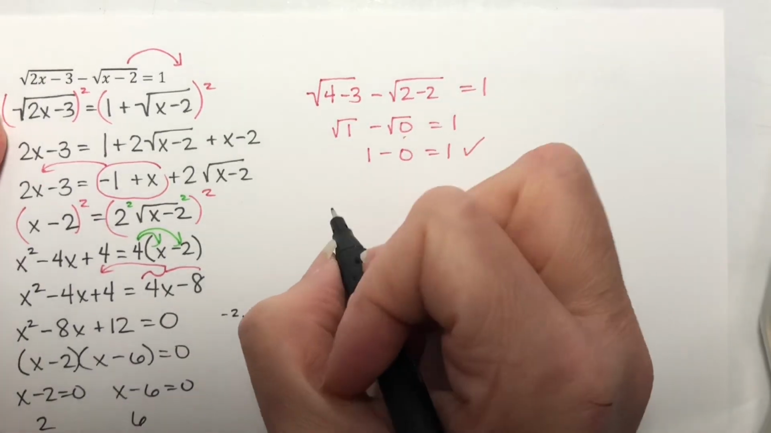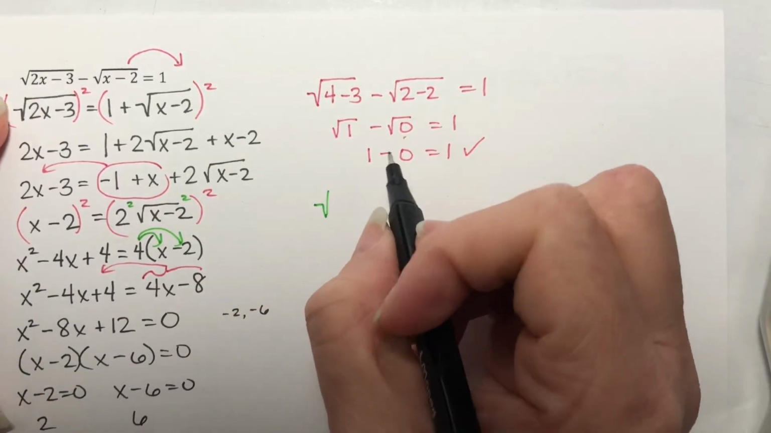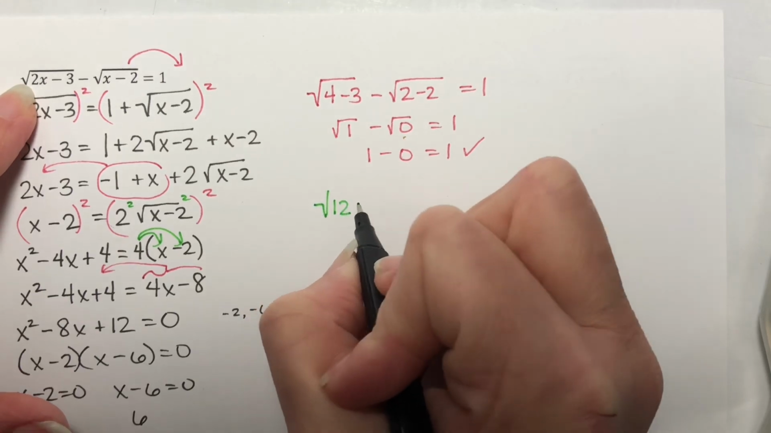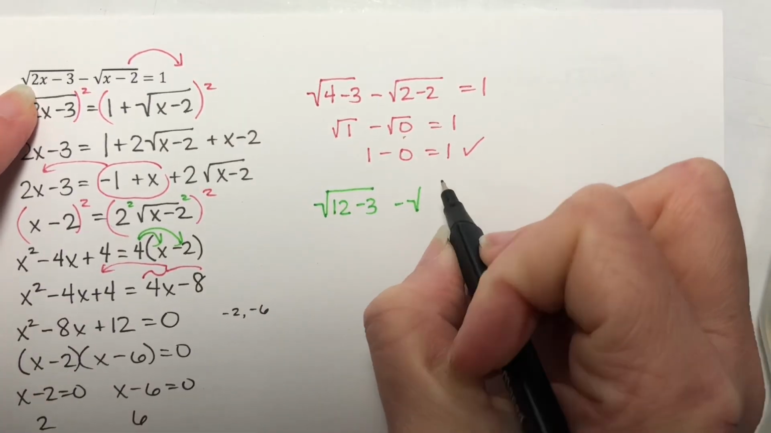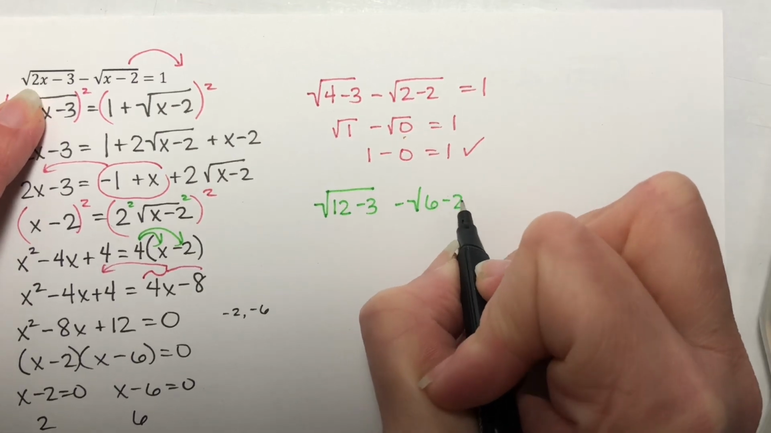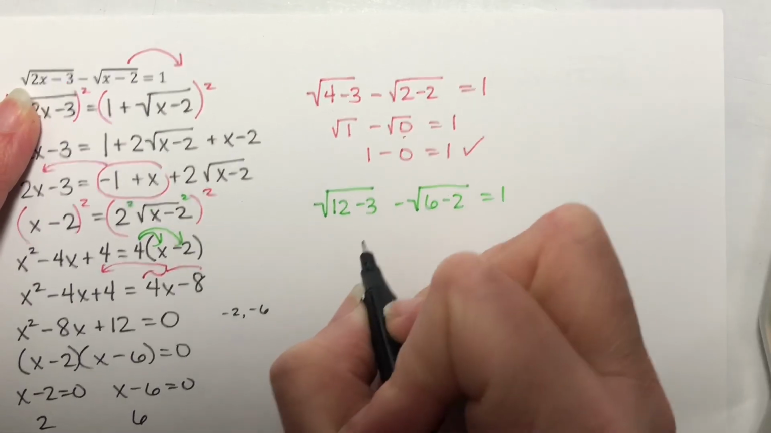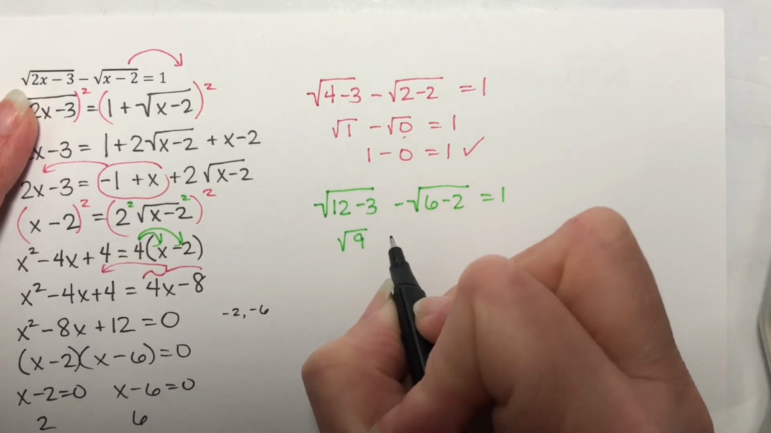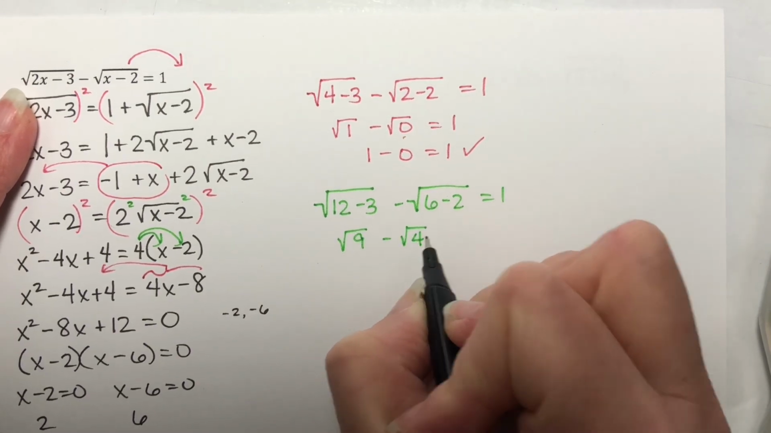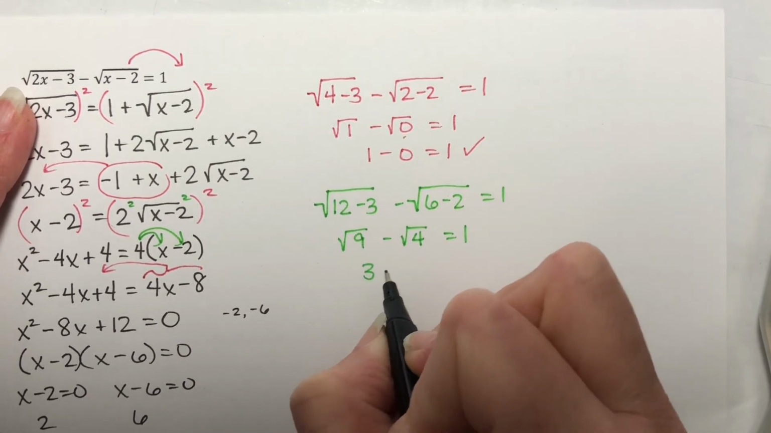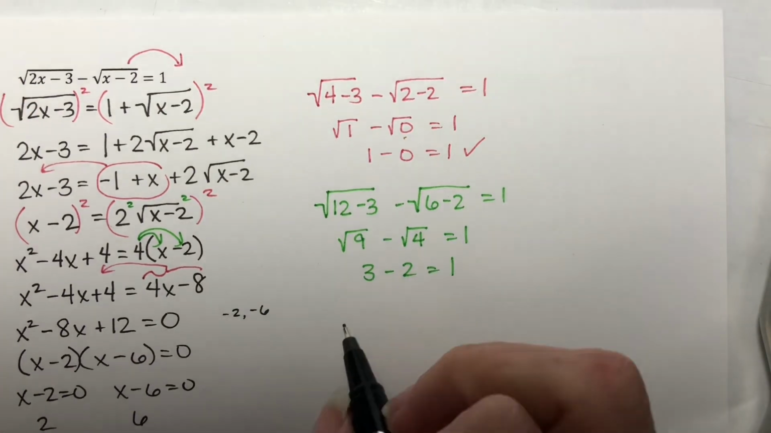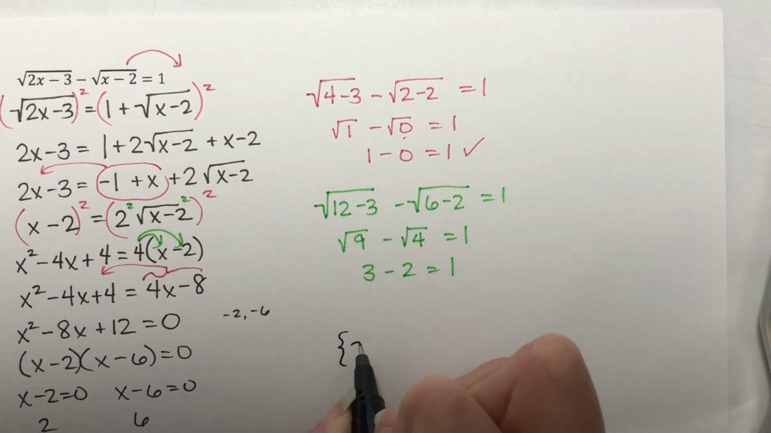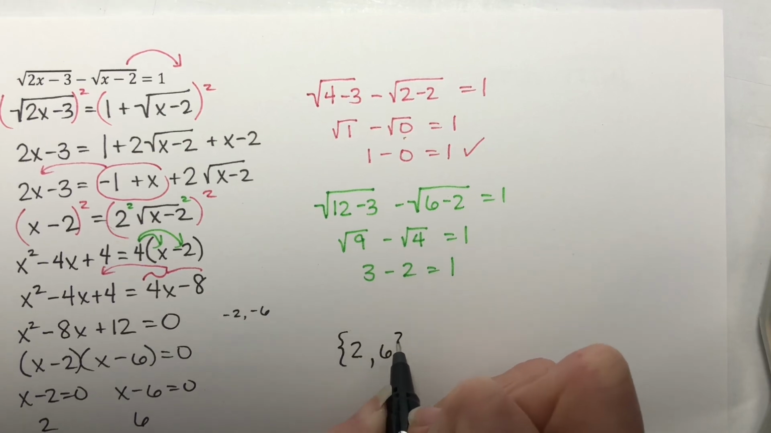Let's check 6. I have the square root of 2 times 6, which is 12, minus 3, minus the square root of 6 minus 2, equal to 1. The square root of 9 minus the square root of 4, equal to 1. 3 minus 2 equals 1. So in this case, both of these answers are good, and they are 2 and 6.